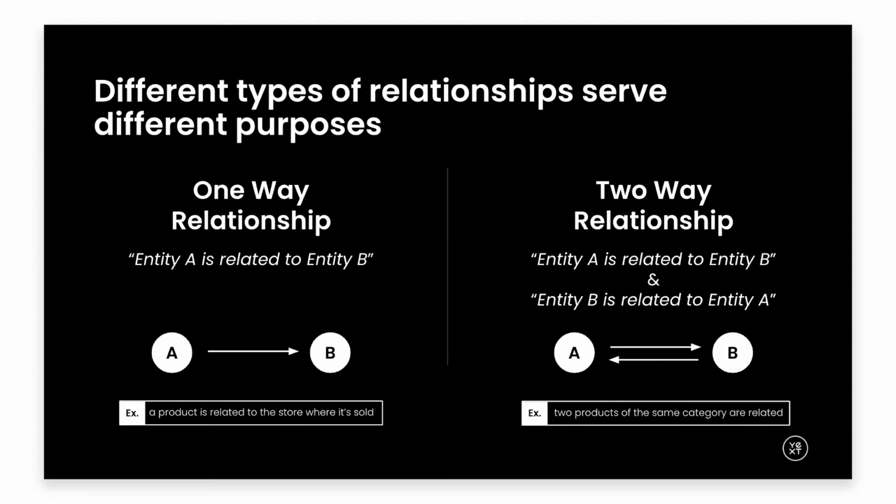On the other hand, two-way relationships tell us that two entities are related with one another in both directions. So that would mean that entity A is related to entity B, and that entity B is related to entity A. So for example, we could imagine two related products. The first is related to the second and vice versa.